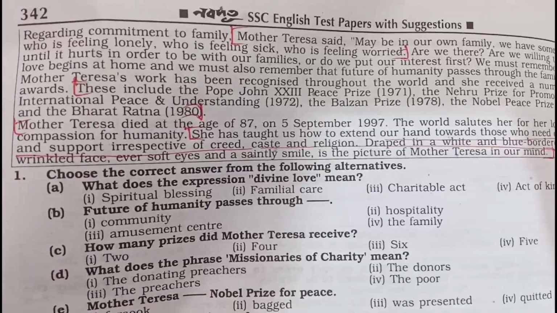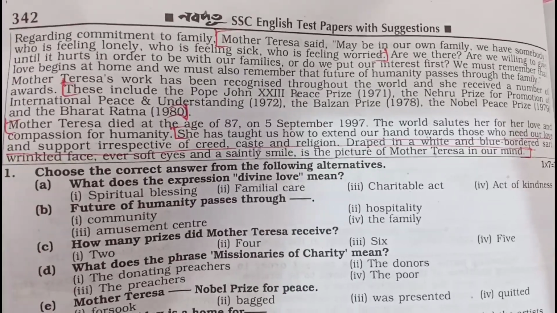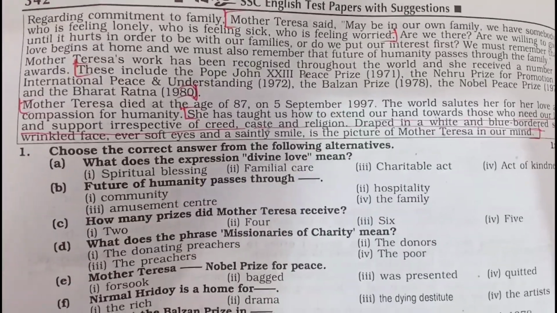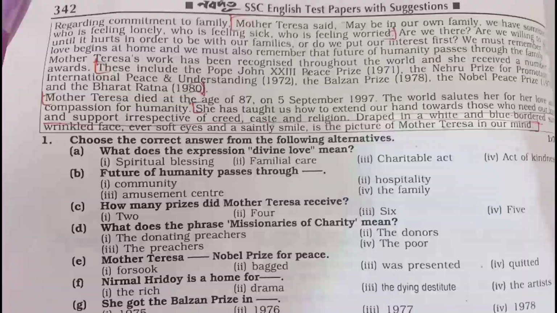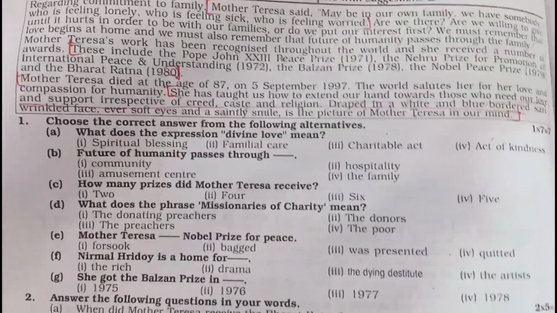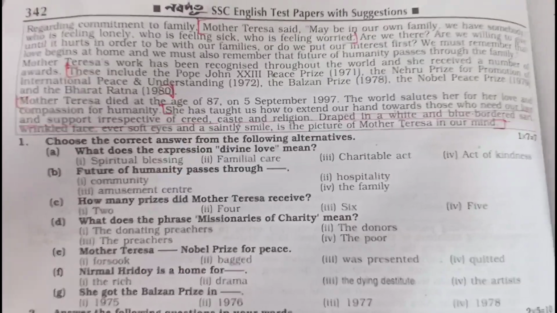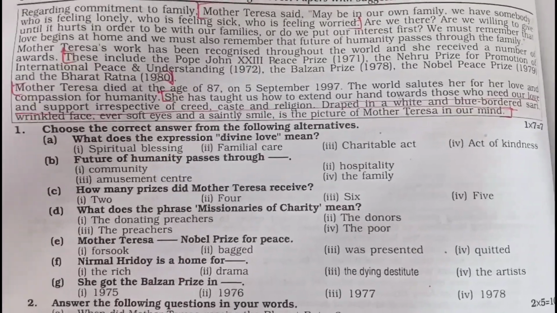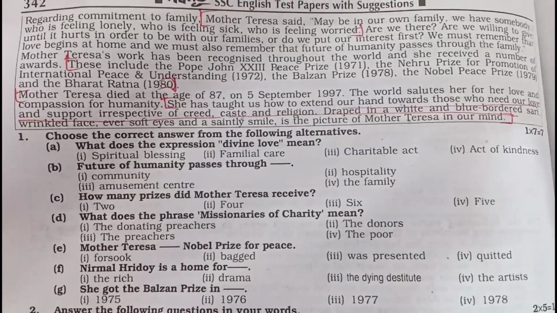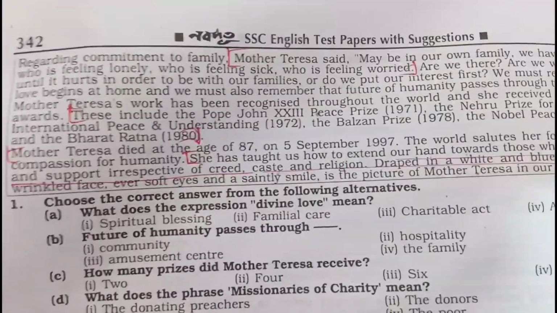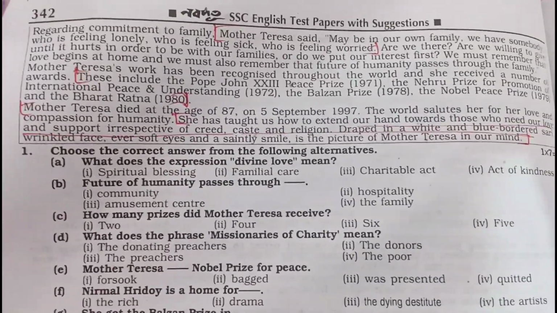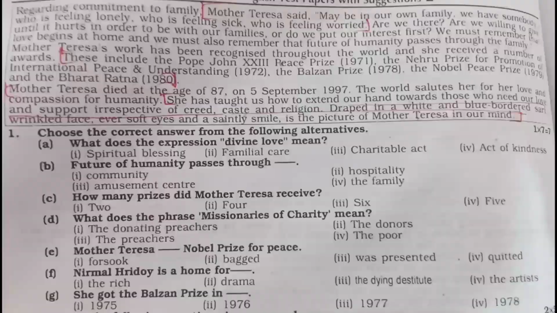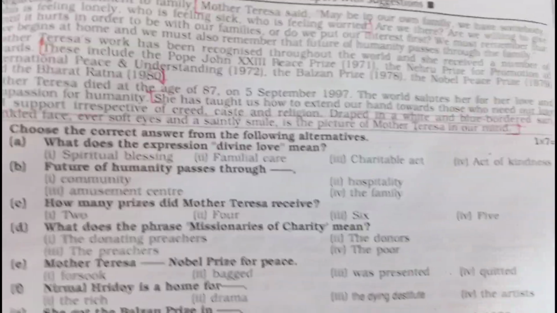Well, dear students, next, regarding commitment to family, Mother Teresa said, maybe in our own family we have somebody who is feeling lonely, who is feeling sick, who is feeling worried. Are we there? Are we willing to give until it hurts in order to be with our families? Or do we put our interests first? We must remember that love begins at home. And we must also remember that the future of humanity passes through the family.